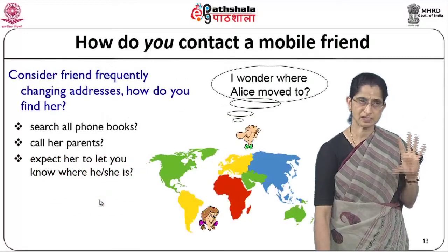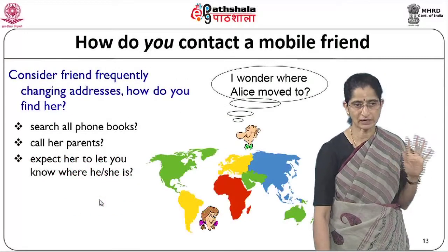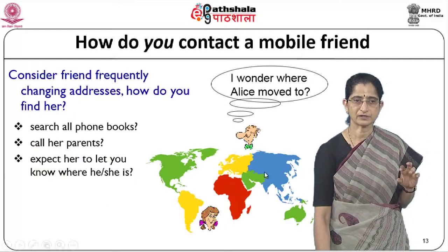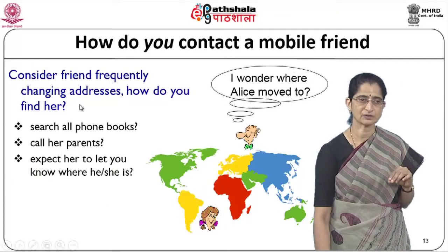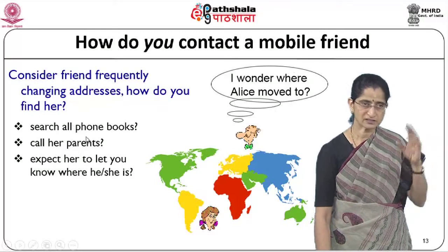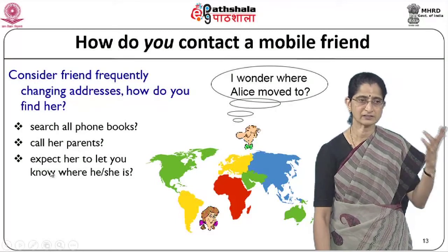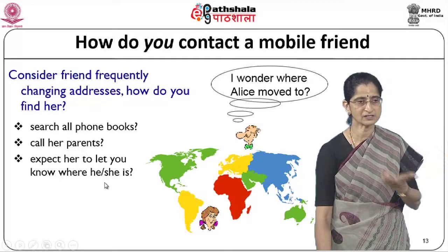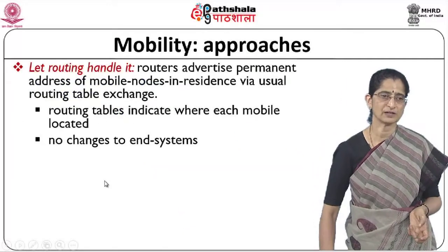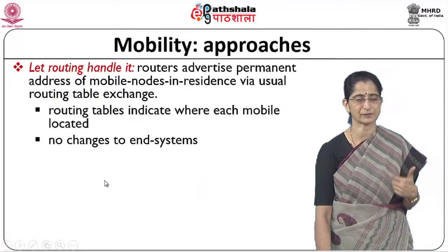Okay. So let us start with this basic question, how do you contact a mobile friend? You have Bob here trying to find out where exactly Alice is. So what could you do? You could either search all phone books or call her parents, and expect her to let you know where she is. These are things that you need to do, right? So how do we do it in a network?